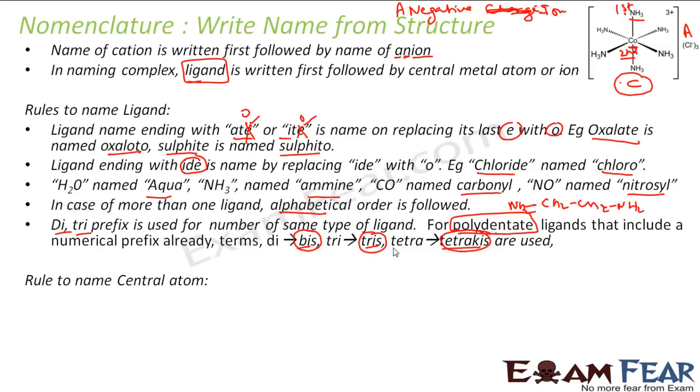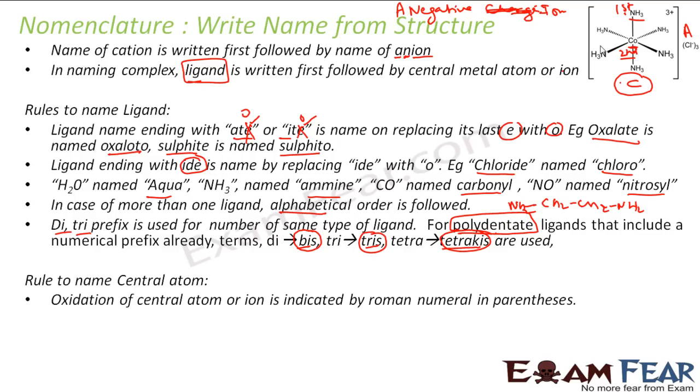Okay, and the next thing is, once you write the name of the ligands, you have to write the name of the central atom. For the central atom, the oxidation state will be indicated by a Roman numeral in parenthesis. We'll take one example to see that.